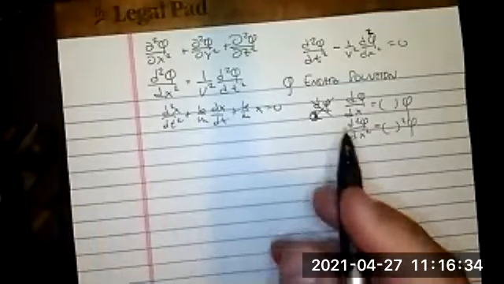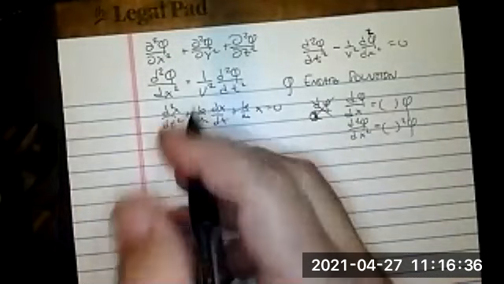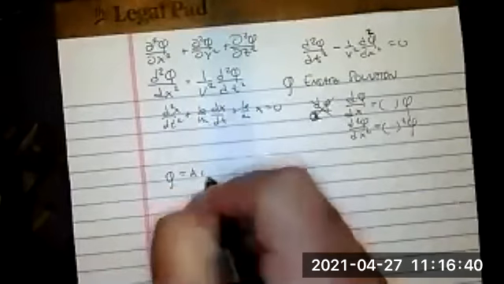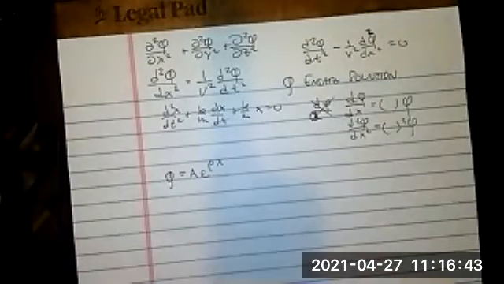An exponential function, like e to the exponent of some function of x. Exactly, and that's the more typical one that we use. And the reason why we normally use that is we say phi is equal to, let's say, some constant a times e to the rho x.